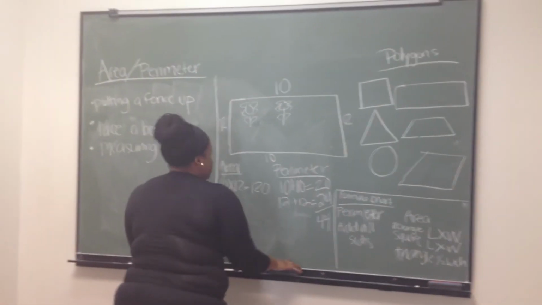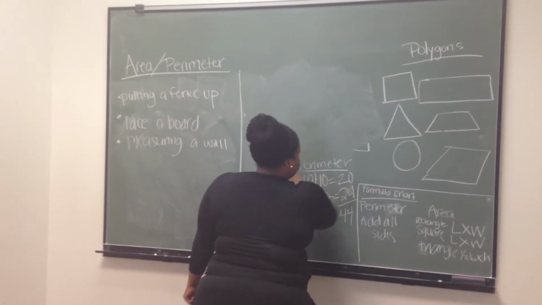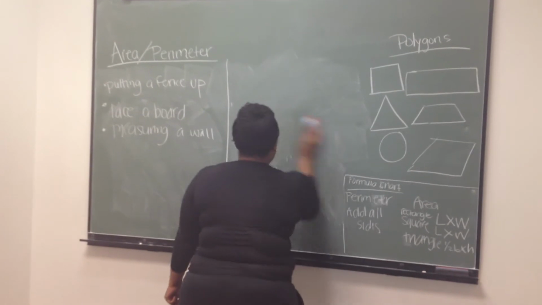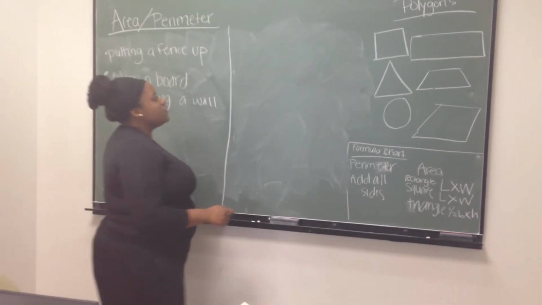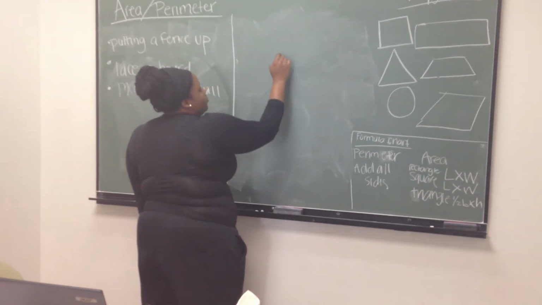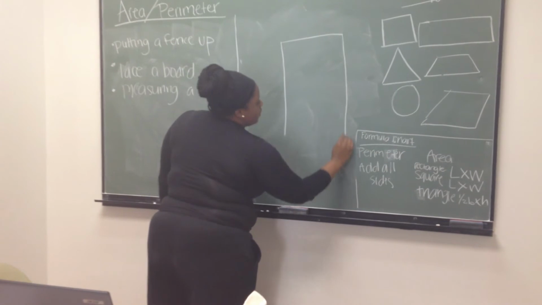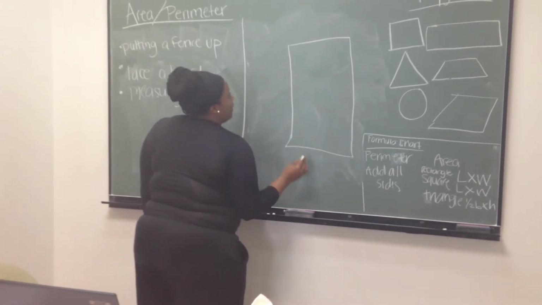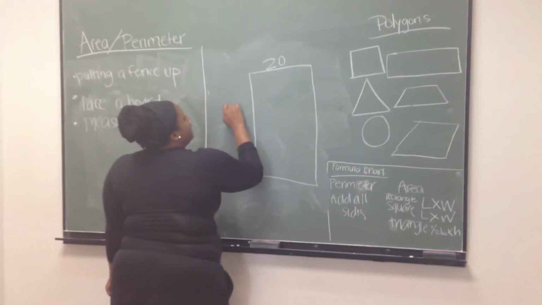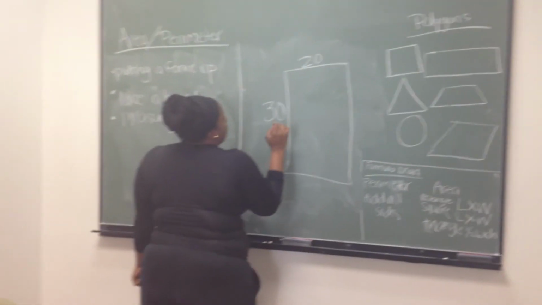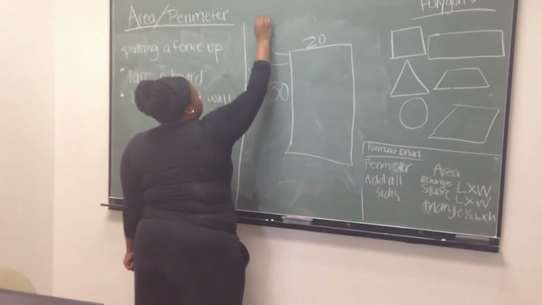Let's do a couple more examples of real world situations. His driveway. And you know driveways are long. So let's say it is 20 by 30. And this is leading up to the house.